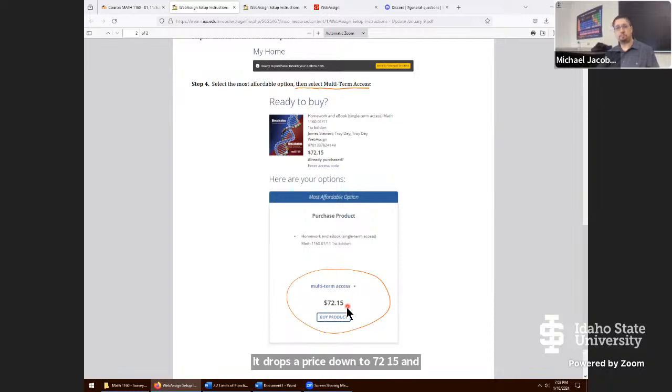I think that might be a potential pricing bug on the WebAssign side, but I'd say get it for the cheapest price possible. That's always the best advice. You're not losing out by selecting multi-term access. That just sounds like more access. Any questions about that, folks, with registering in WebAssign?